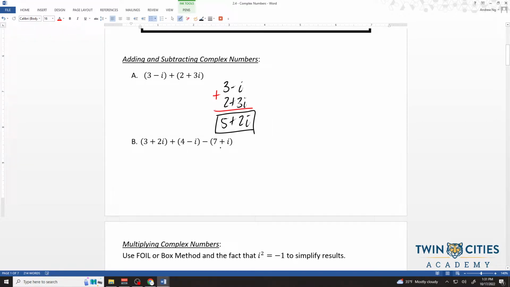Here I've got 3 complex numbers, 3 plus 2i, 4 minus i, and 7 plus i. I'm going to be adding the first two and then subtracting the third, but I still follow the same kind of format here. I'm going to stack them all on top of each other, put my operations, and see what I get. So for this, I'll do 3 plus 2i here. 4 minus i will go here. And then 7 plus i will go here. Now for my operations, I'm adding the second one, and I'm subtracting the third one.